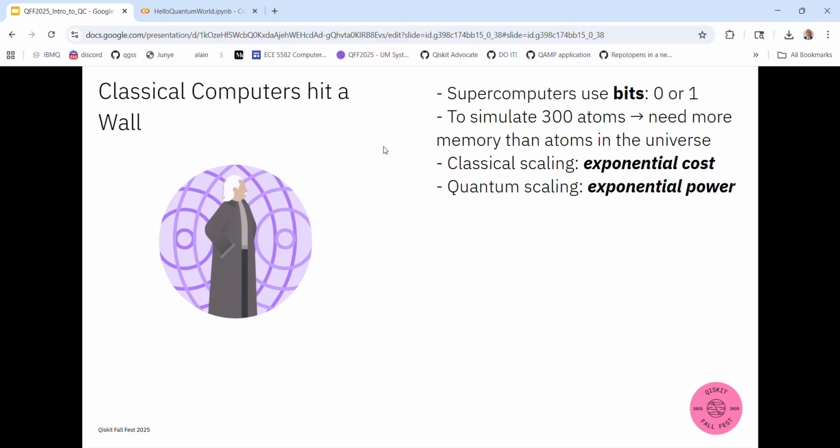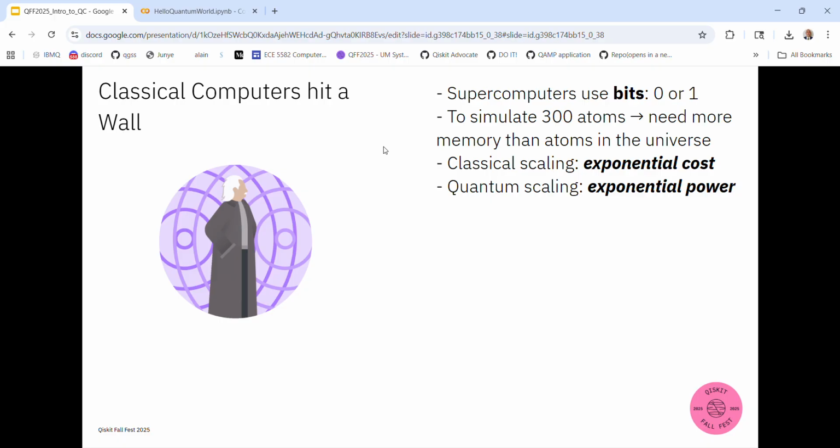So, supercomputers use bits. Even the best high-performance computer uses zeros and ones. To simulate 300 atoms, with all their energy states of their orbitals and how they interact with one another, you would need more memory than atoms in the universe. So it is impossible for us to make a computer that can, in real time, simulate 300 atoms. And 300 atoms is a microscopically small amount of matter.